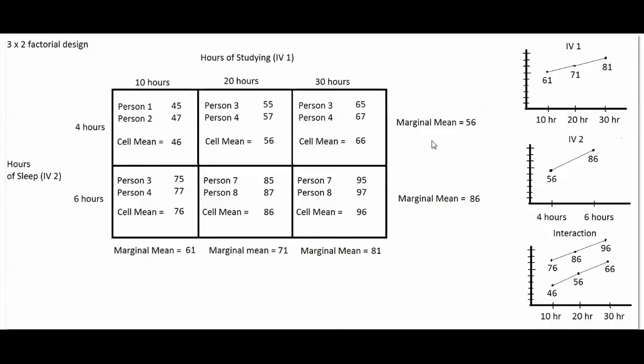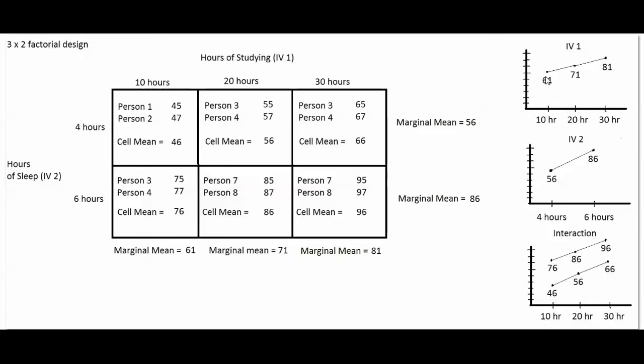In a 3 by 2 factorial design, the main effect of IV2 is just the difference between the 2 row means, just like it was in a 2 by 2 design. If the 2 row means are equal, there's no main effect of IV2. If the 2 row means are not equal, there is a main effect of IV2.